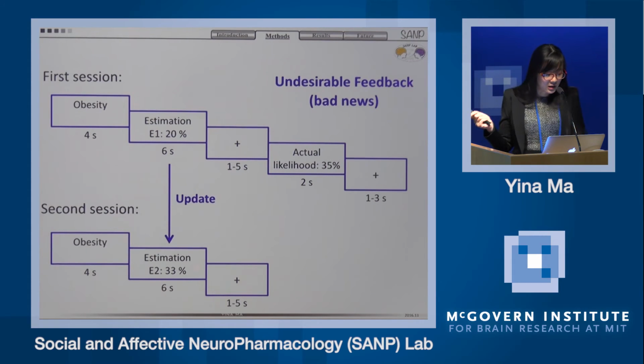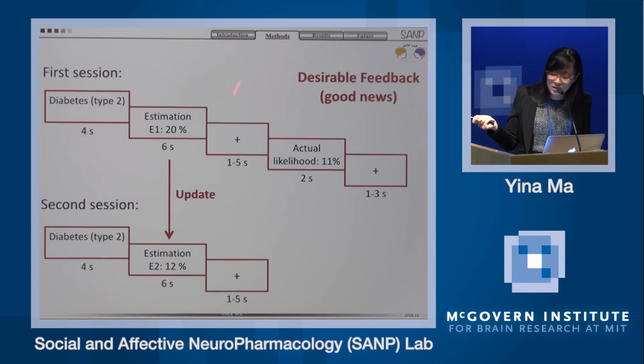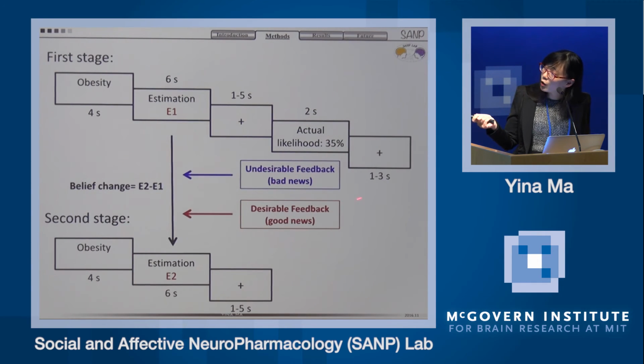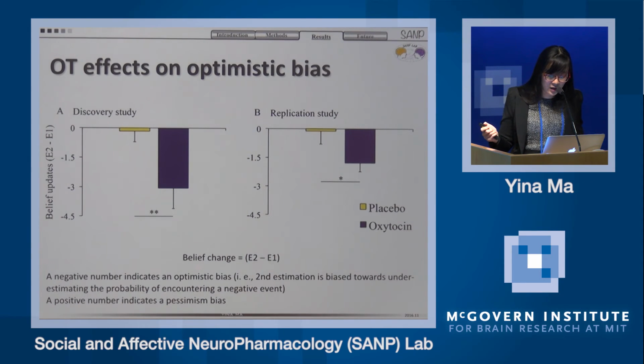In both the discovery and the replication samples, we find that intranasal oxytocin significantly increased subjects' optimistic bias. After the oxytocin treatment, participants generally lowered their estimation of experiencing such negative events. Then we asked where this effect comes from, so we analyzed the oxytocin effect for the good news and for the bad news. We can see that oxytocin increased your update when you were given good news, but decreased your update when you got bad news.